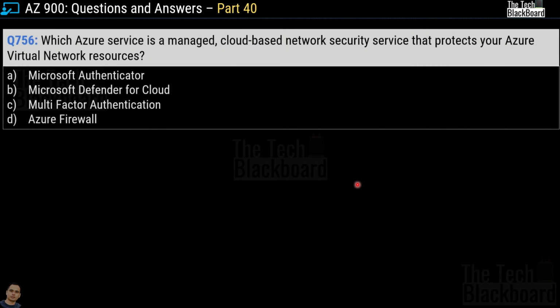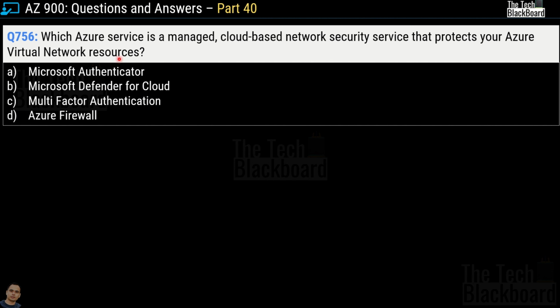So coming to the next question, question 756 says that which Azure service is managed cloud-based network security service that protects your Azure virtual network resources. Your options once again are Microsoft Authenticator, Microsoft Defender for Cloud, multi-factor authentication, and last one is Azure Firewall. And the correct answer for this question again is option D, Azure Firewall.